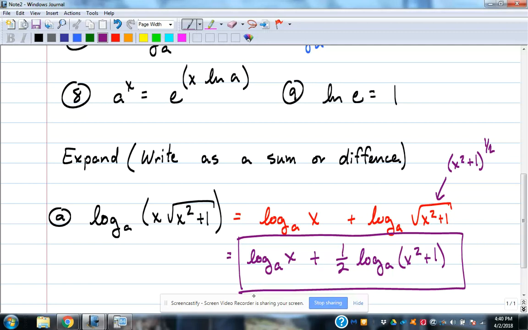Any kind of root, it'll always come out as an exponent. If it's a cube root, it's going to be 1/3. If it's a fourth root, 1/4. That sort of idea. Anytime you see that, you're going to have to pull it apart there.